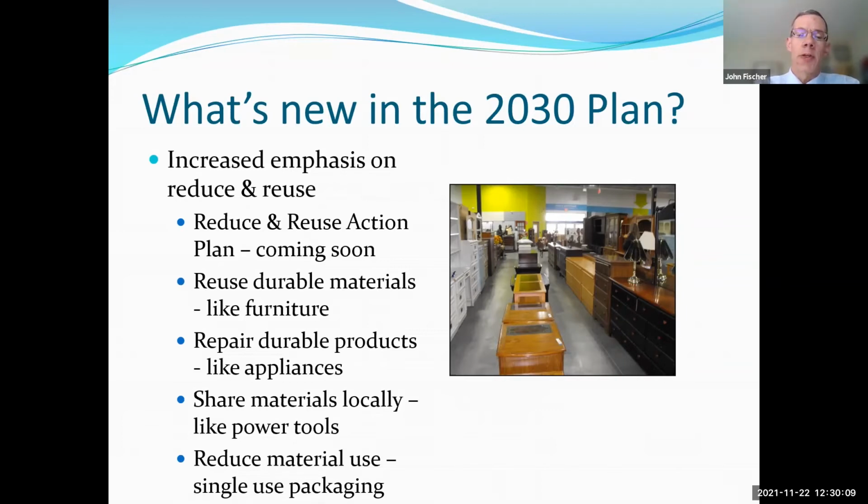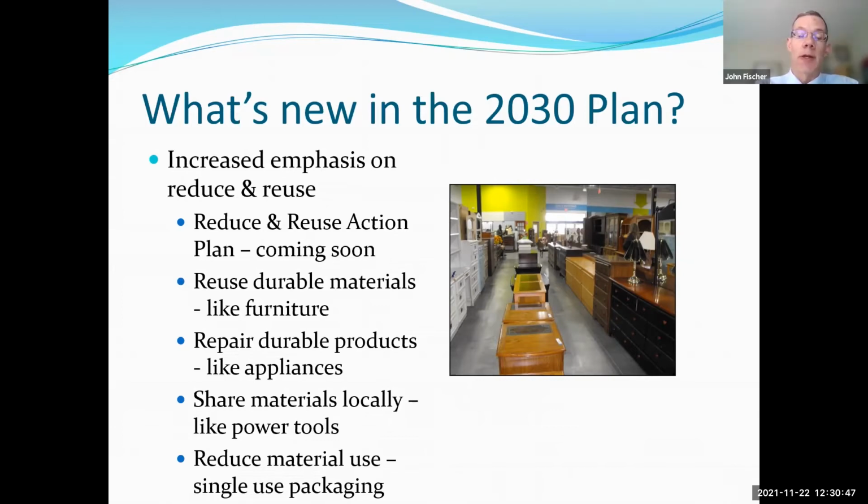There are also opportunities to build our repair infrastructure and capabilities for durable products, things like appliances. We've also looked at program strategies where different products can be shared locally. For example, things like power tools, where you may need something just for a couple of days, but you don't necessarily need to buy it. So maybe there are opportunities to develop local sharing initiatives that can reduce the amount of products that people need to buy. And then, just reducing or limiting or preventing material use to begin with.